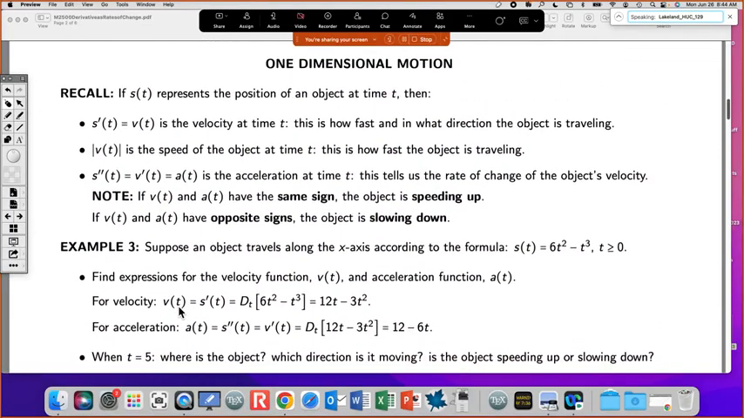All right, one-dimensional motion. I believe this is the third or fourth time we've talked about this. So once again, here it is.